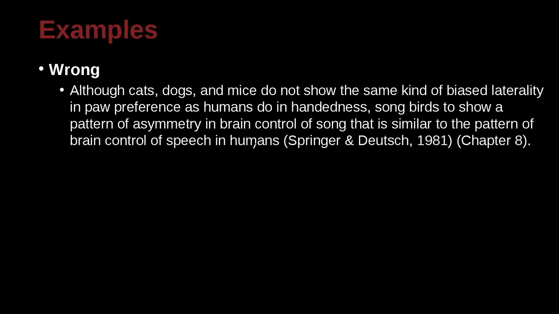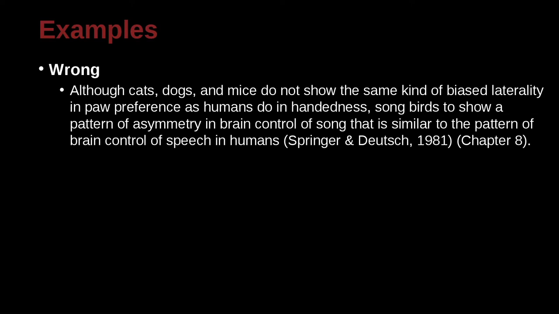Although cats, dogs, and mice do not show the same kind of biased laterality in paw preference as humans do in handedness, songbirds do show a pattern of asymmetry in brain control of song that is similar to the pattern of brain control in speech in humans, Springer and Deutsch, 1981, chapter 8.